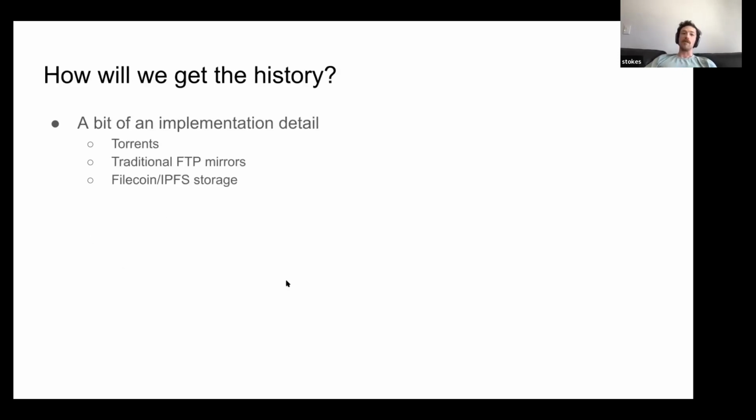Then again, last question, how will we get the history? This is almost a bit of an implementation detail. There are ideas around making torrents and using BitTorrent to distribute the chain history, traditional FTP, data mirrors, and then something like Filecoin, IPFS, using Filecoin essentially as a service to host the chain history. There are a couple of options. You'd honestly probably want to see them all used in parallel. So as far as this EIP is concerned, I don't think this is really the contentious point, because there are plenty of ways to retrieve archived data. That's a very common thing that happens outside the crypto space even.